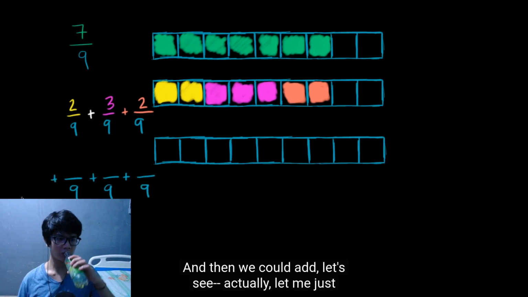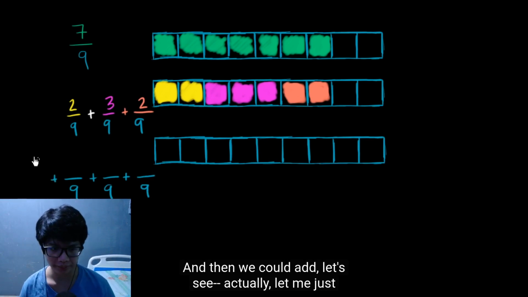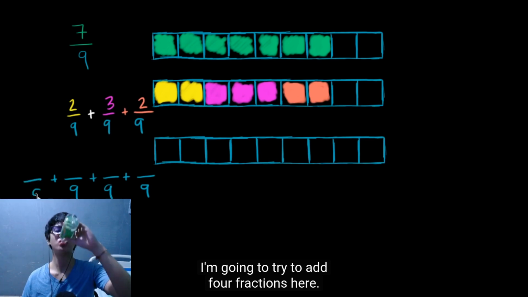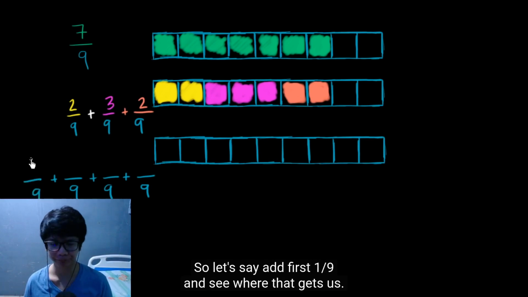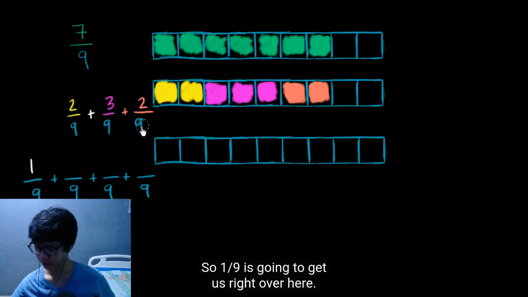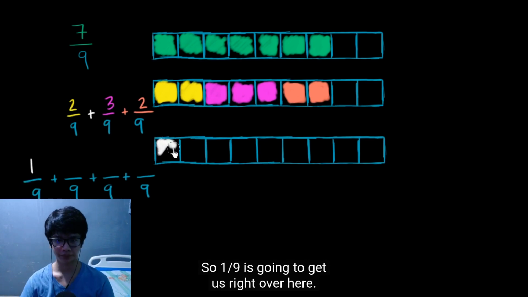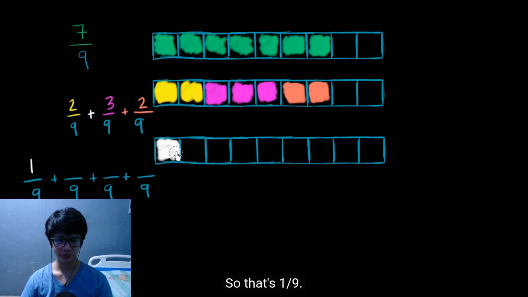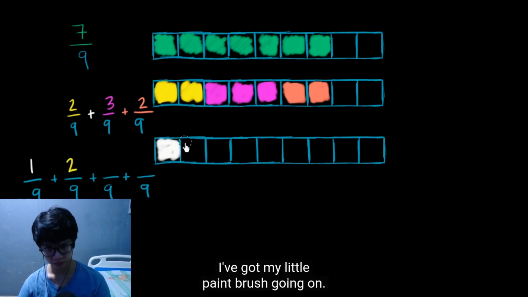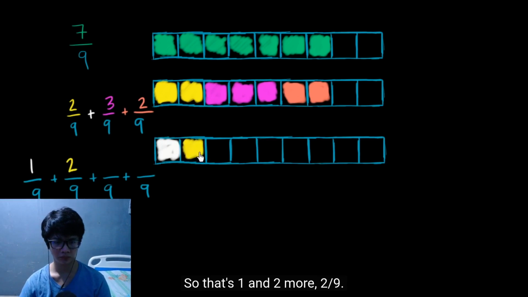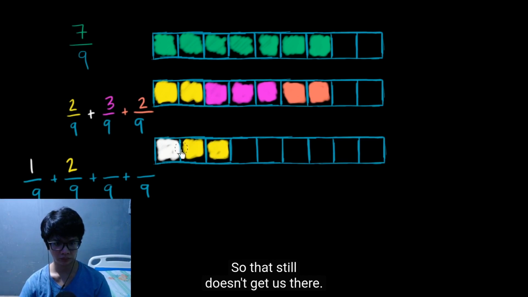I'm going to try to add 4 fractions here. So let's add first 1/9, see where that gets us. So 1/9 is going to get us right over here. So that's 1/9. So let's say we add 2 9ths to that. So that's 1 and 2 more. 2 9ths. So that still doesn't get us there. This gives us a total of 3 9ths. 1 plus 2 is 3.